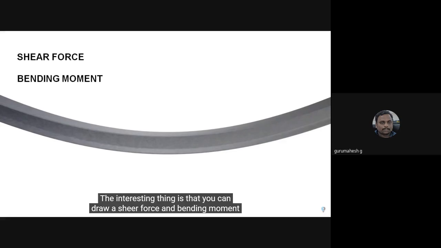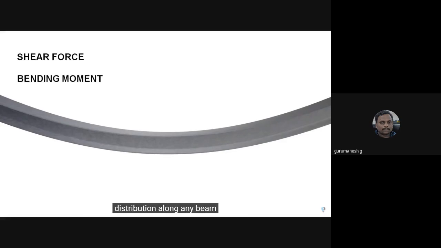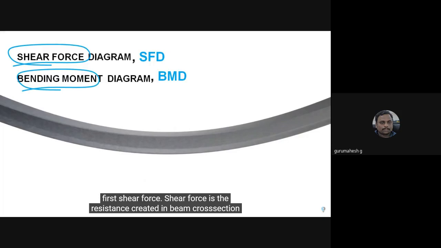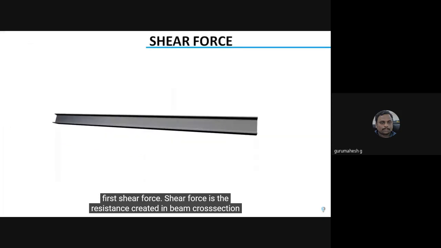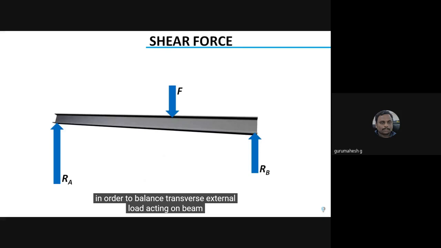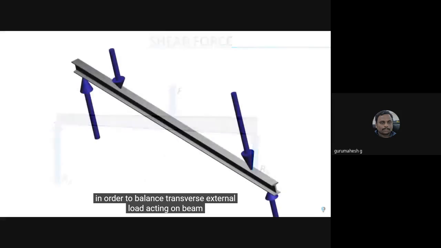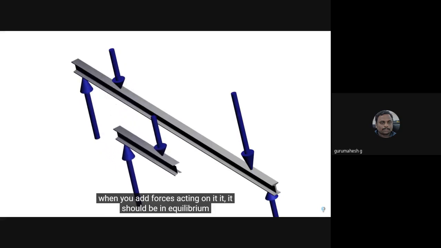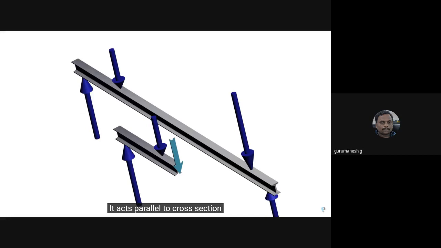The interesting thing is that you can draw shear force and bending moment distribution along any beam by understanding what exactly is shear force and bending moment. First, shear force. Shear force is the resistance created in beam cross-sections in order to balance transverse external load acting on the beam. Consider this beam. It does not matter from where you take a section, when you add forces acting on it, it should be in equilibrium. Shear force is induced exactly for this purpose, to bring the section to equilibrium in the vertical direction. It acts parallel to the cross-section.